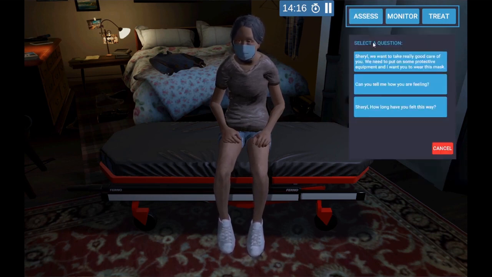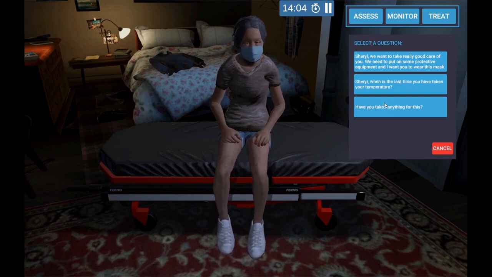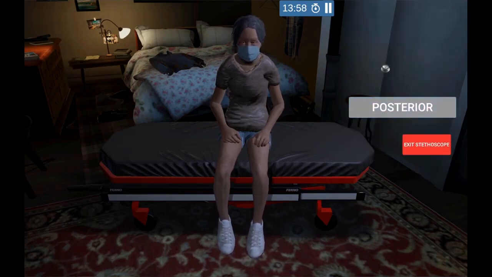Other assessment questions include, can you tell me how you're feeling? "I can't breathe. I'm chilled all the time." And how long have you felt that way? "2 days. It's getting worse." The user selects a stethoscope and listens to the patient's chest.